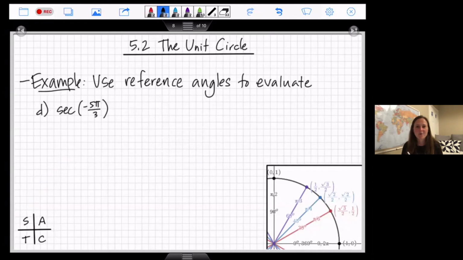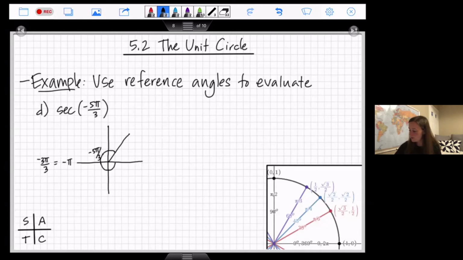Secant of negative 5 pi over 3. Negative angle, let's draw it. Okay, so pi over 3, let's think. Okay, so negative, here's negative pi. I would think of that as negative 3 pi over 3. Okay, so I need more pi's over 3 than that, right? Remember, pi over 3 is that 60-degree angle. So if I do another one, 4 pi over 3 would land me there in the second quadrant. 5 pi over 3 would land me here in the first quadrant. Okay, so there's my negative 5 pi over 3.